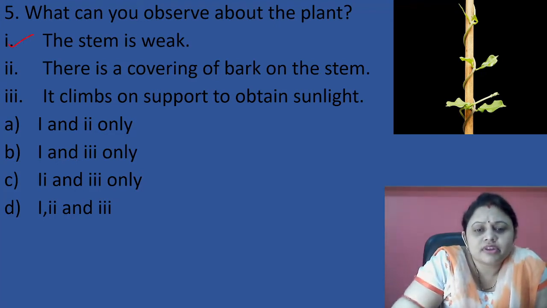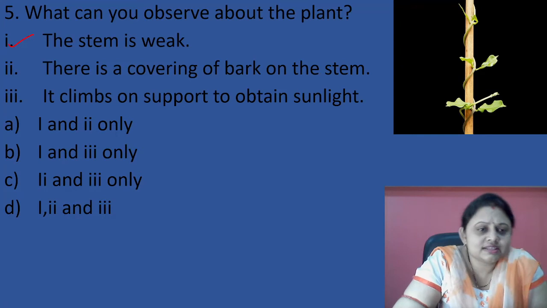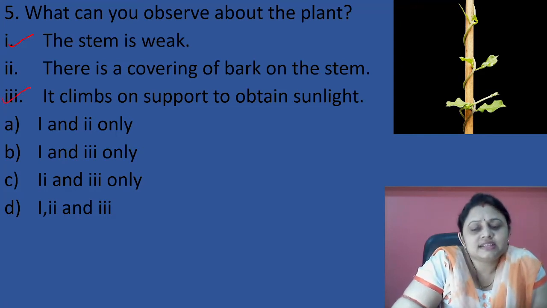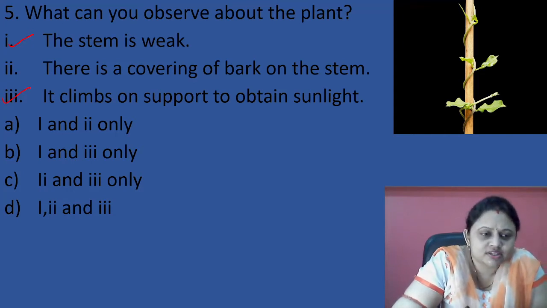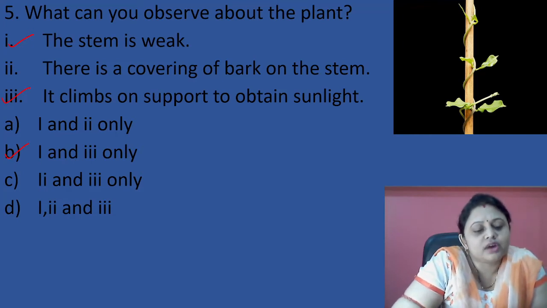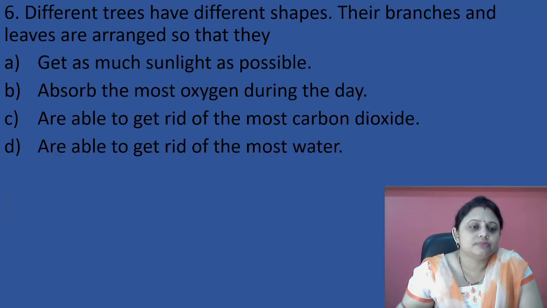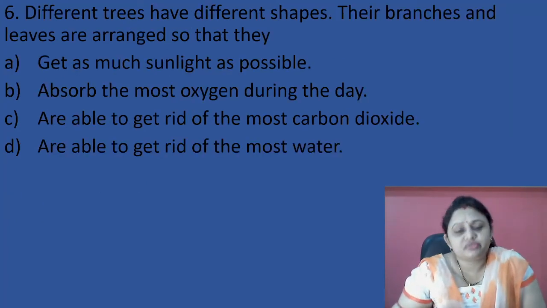There is a covering of bark on the stem. No, it is not there. It climbs on support to obtain sunlight. Yes, we can see that it needs a support. So which is the correct option? That is option 1 and 3. Got it? It is present in option B, that is 1 and 3 only. Clear, students?